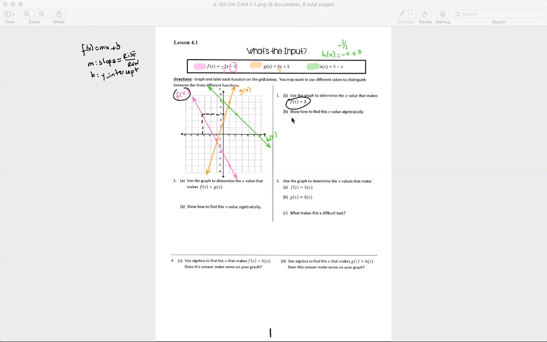So if we're doing part B, show how to find this x value algebraically, what you would do is go to the equation, which is f of x equals -2x minus 3. They want you to find the x value for which f of x is equal to 3. So you take f of x away, and you substitute the value 3 for it, and then you solve. You add 3 to both sides. You get -2x is equal to 6. And when you divide by -2, you get 6 over -2, or -6 over 2, which is -3.